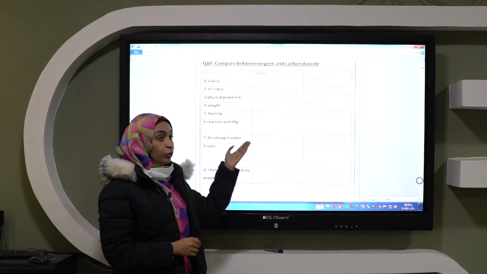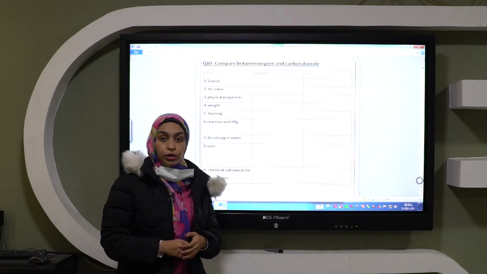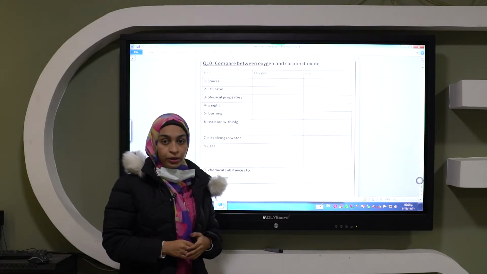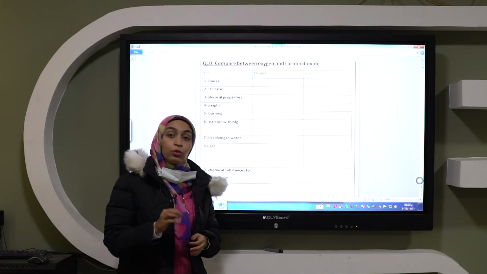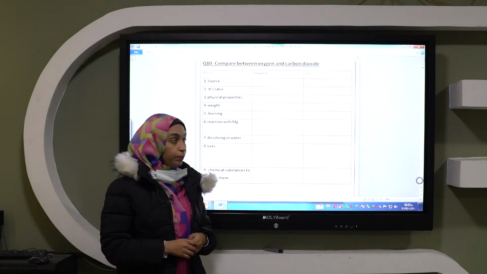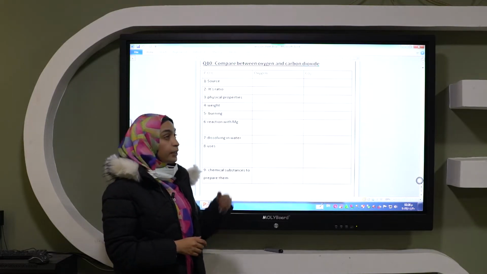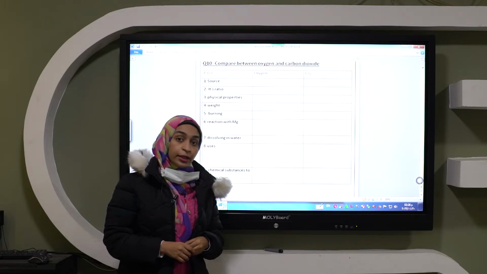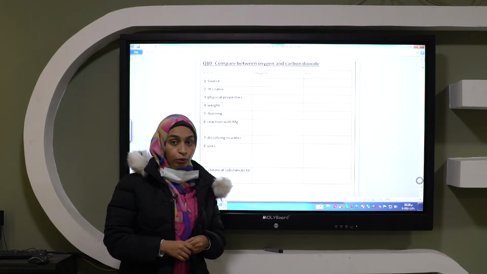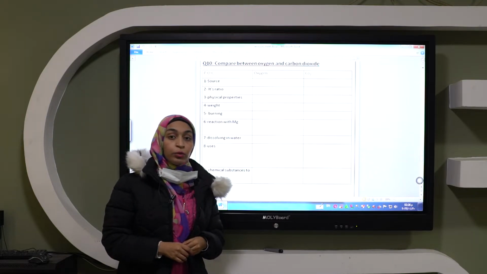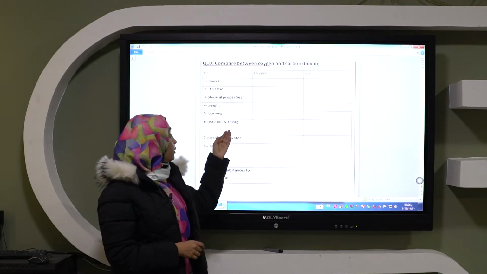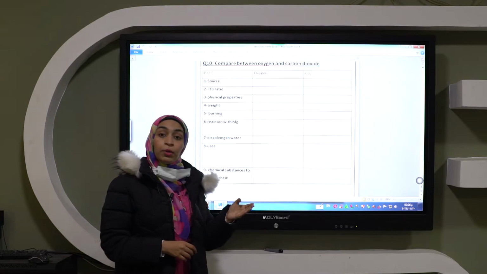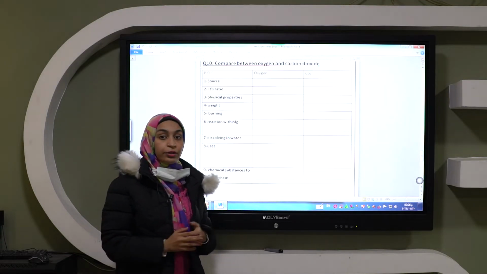What about the ratio? The ratio here means the percentage. For oxygen, 21%, and carbon dioxide, 0.03%. What about the physical state? Oxygen gas is colorless, tasteless, and odorless, while carbon dioxide gas is colorless and odorless only. But we can taste it when we eat it in many foods. What about the weight? Both of them are heavier than the air.